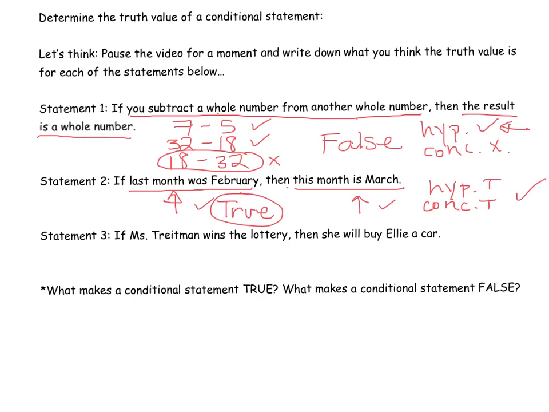Okay, so now we get to the really tricky situation. Here, it says, if Miss Trautman wins the lottery, then she will buy Ellie a car. Well, how do we determine whether or not the hypothesis is true? I mean, this is kind of tricky. So what makes a conditional statement true? What makes a conditional statement false? And this we really need to explore a little bit more. So let's see if we can make a truth table to analyze this statement. If Miss Trautman wins the lottery, then she will buy Ellie a car.